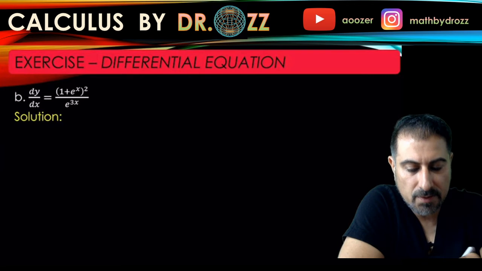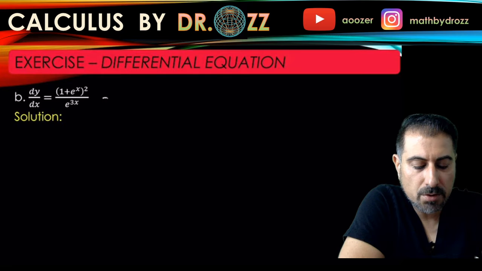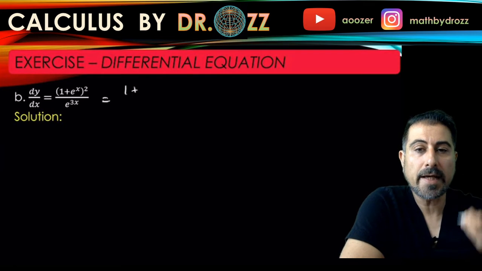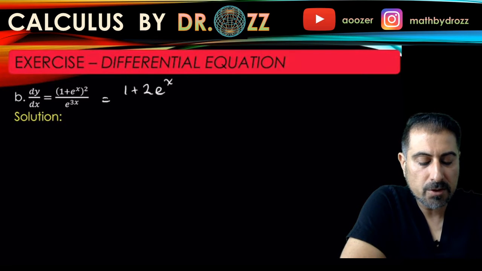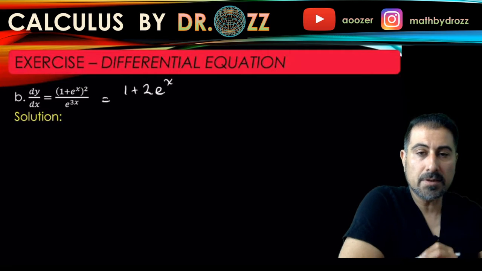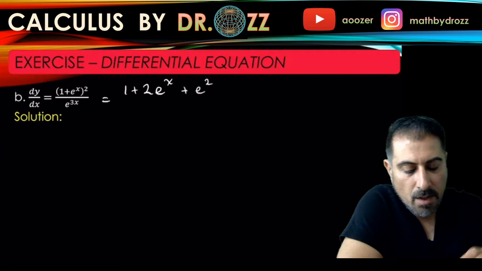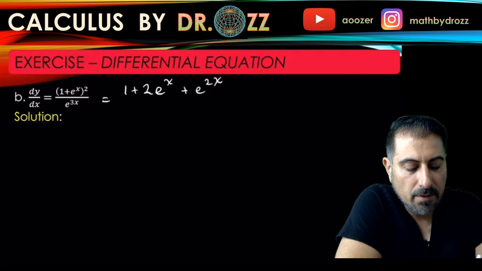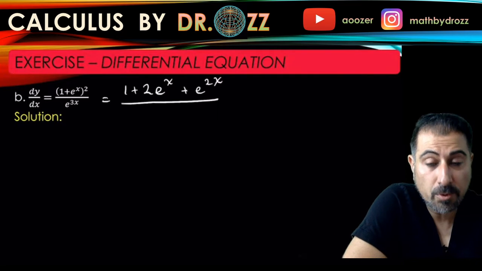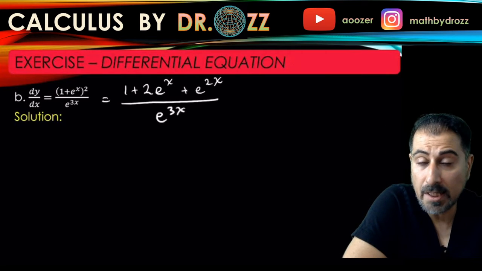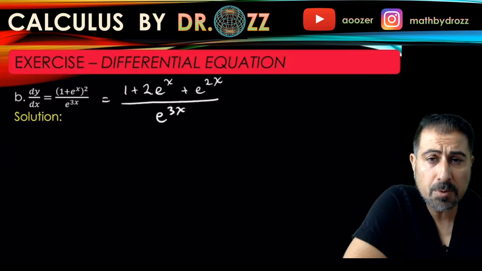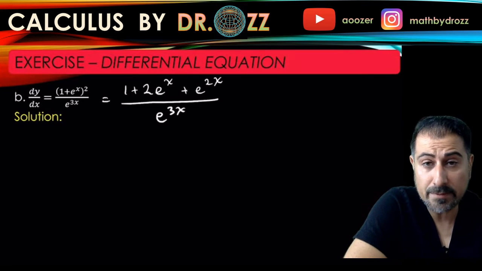So (1 plus e to the x) quantity squared is 1 plus 2e to the x plus (e to the x) quantity squared, which is e to the 2x using the property of exponentials, right? And this is all divided by e to the 3x. Again, this is a differential equation problem, which essentially means that I'm going to integrate this quantity. So I'm sort of preparing myself for the integration.